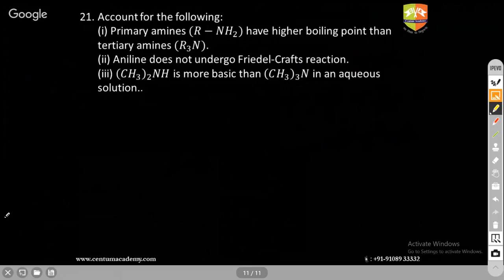Hydrogen bonding in primary amines. Even in tertiary amines, hydrogen bonding is not possible. In primary amines, it is possible. So due to intermolecular hydrogen bonding, primary amines have a higher boiling point. Correct.